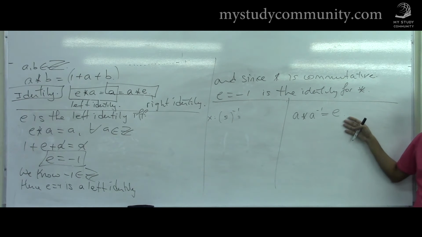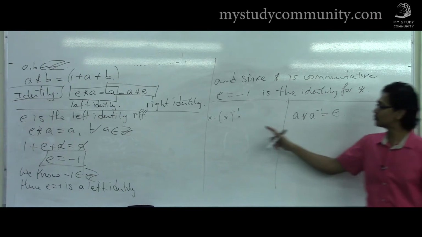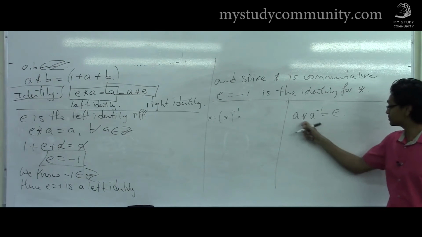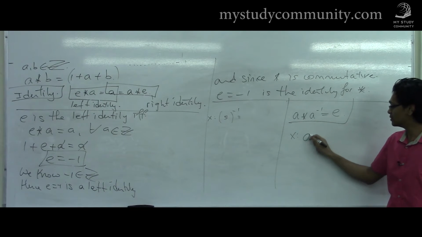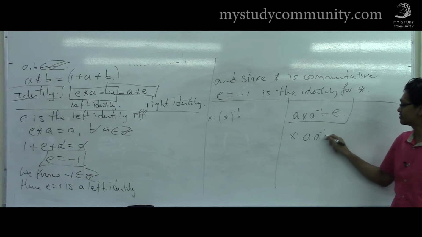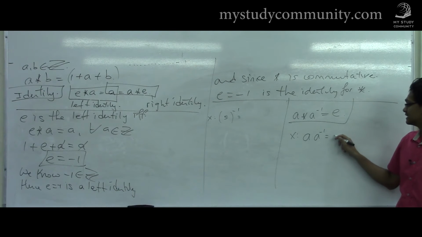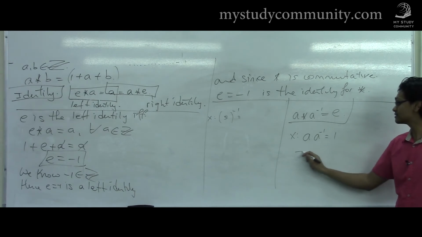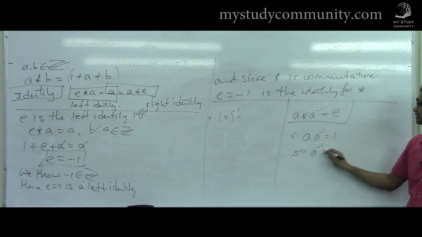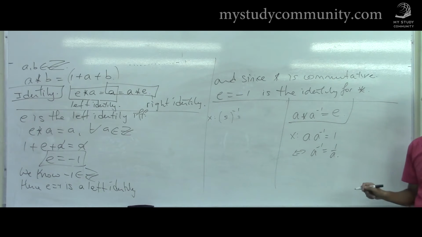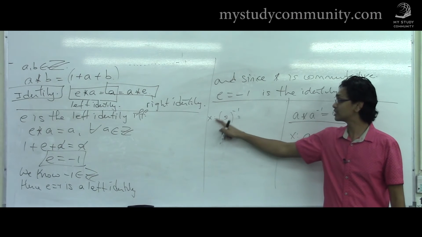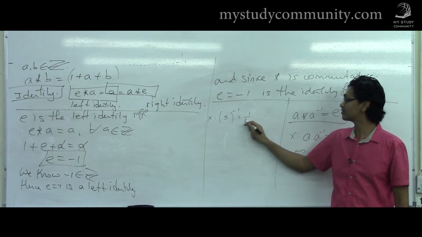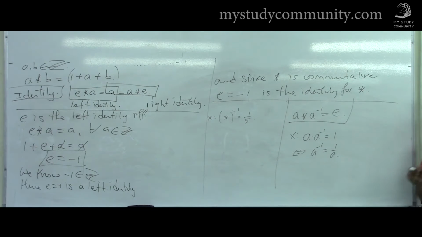You're following? Good. So for multiplication, we want to solve an element A multiplied by an element inverse is equal to the identity. But the identity in multiplication is 1, yes? So we solve this and we get the inverse of A is 1 over A. So for multiplication, the inverse of 5 is 1 over 5. Yes?